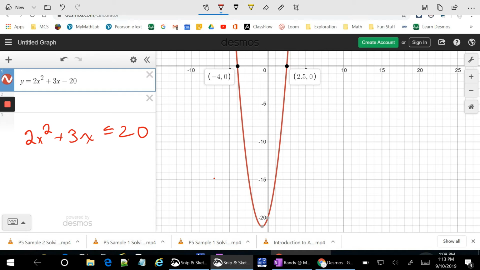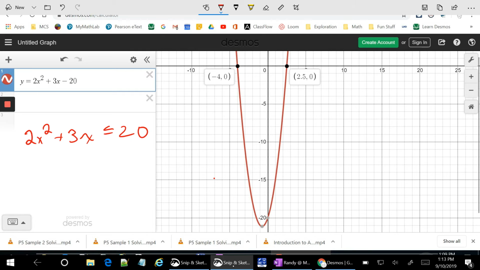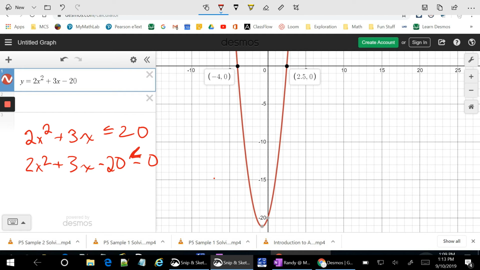All right, in order to graph it, I'm going to go ahead and get everything to one side of the equation so I can have a y equals. So 2x squared plus 3x minus 20 is less than or equal to 0. So now I'm looking for the values where the output is below the y equals 0 line, and it can also be equal to. So I've graphed the solution.